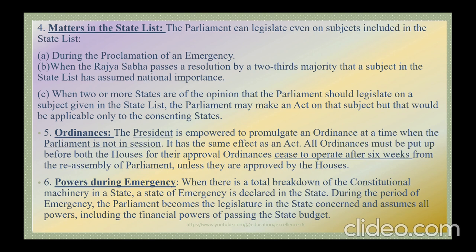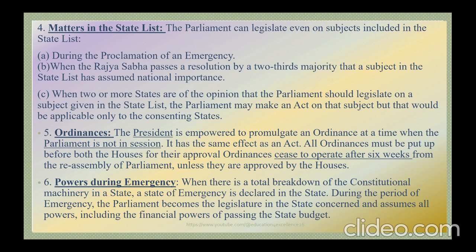Next, ordinances. An ordinance is nothing but a special power of the president. The president is empowered to promulgate an ordinance, which means announce an ordinance or an order, which can be passed at the time when the parliament is not in session. It has the same effect as an act. But all ordinances must be put up before both the houses for their approval. Ordinances cease to operate after 6 weeks from the reassembly of parliament, unless they are approved by the houses.